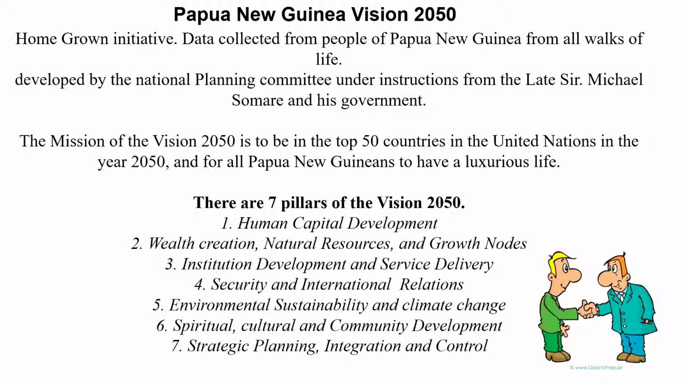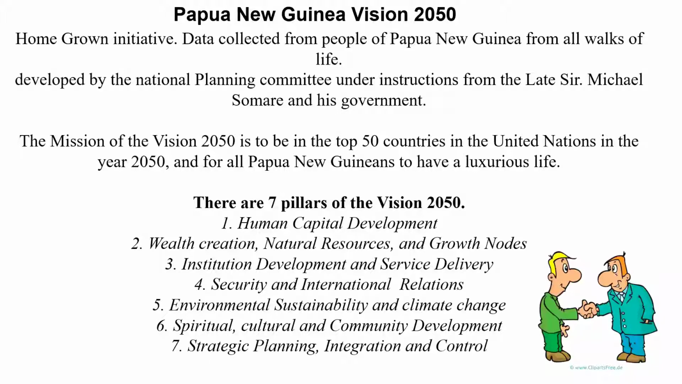The key pillars of the 2050 vision tell us how we as a nation can accomplish the mission. There are 7 pillars. Number 1, human capital development, gender, youth, and people empowerment. This means empowering people and developing their mindsets and skills to ensure the full development and use of the human resource and human capital development.